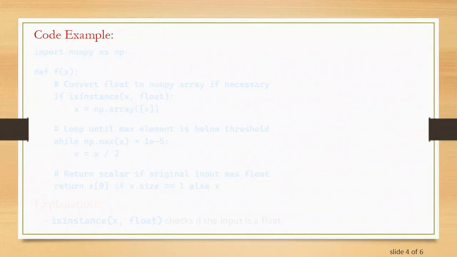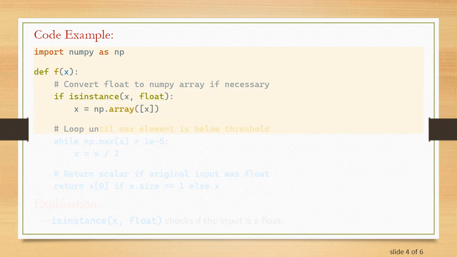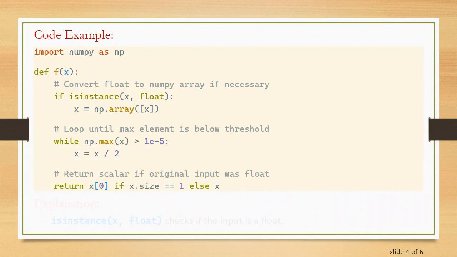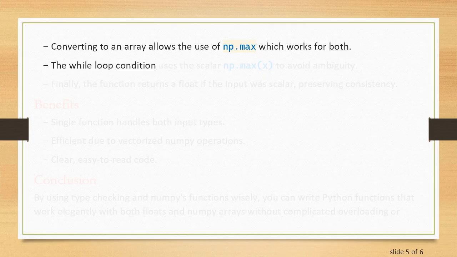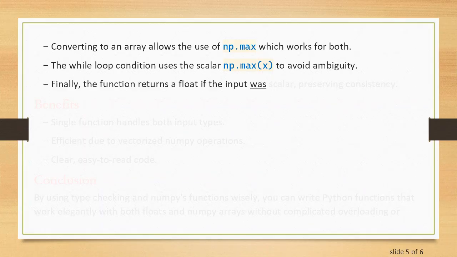Code example. Explanation. isinstance(x, float) checks if the input is a float. Converting to an array allows the use of np.max, which works for both. The while loop condition uses the scalar np.max(x) to avoid ambiguity. Finally, the function returns a float if the input was scalar, preserving consistency.